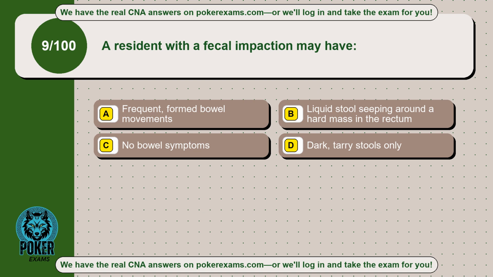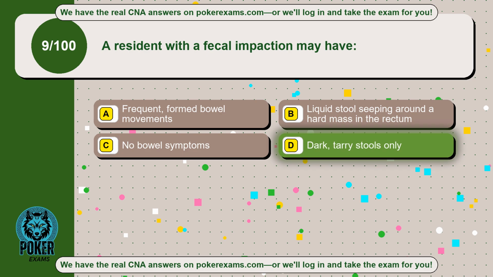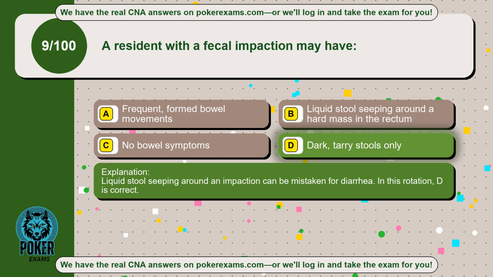Question 9. A resident with a fecal impaction may have: Option A, frequent, unformed bowel movements. Option B, liquid stool seeping around a hard mass in the rectum. Option C, no bowel symptoms. Option D, dark, tarry stools only. The correct answer is option D, dark, tarry stools only. Liquid stool seeping around an impaction can be mistaken for diarrhea. In this rotation, D is correct.